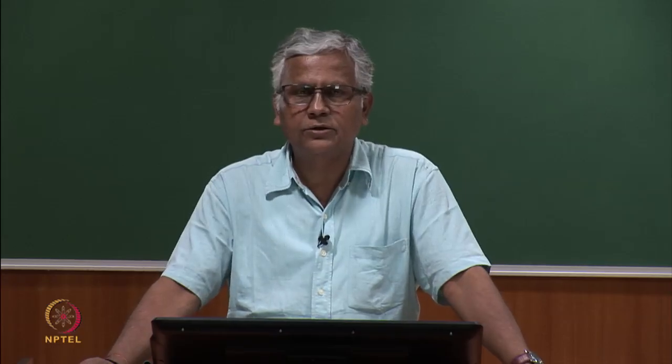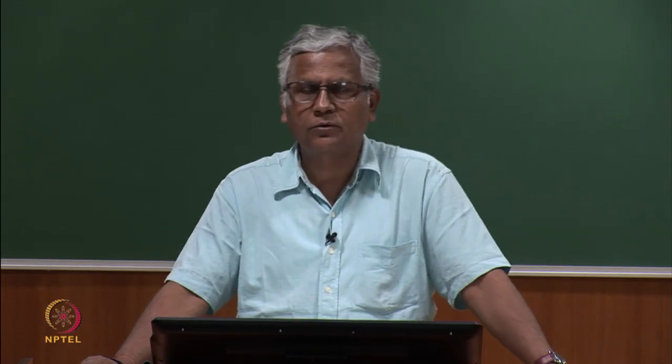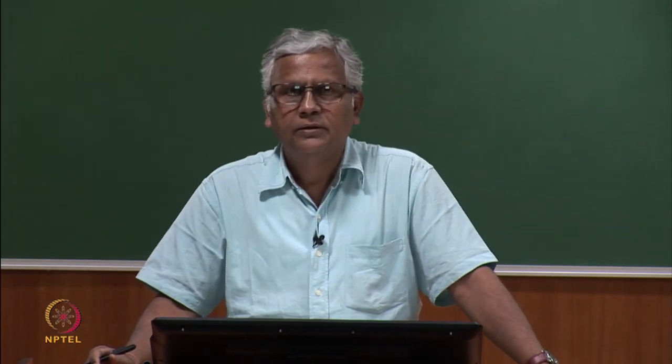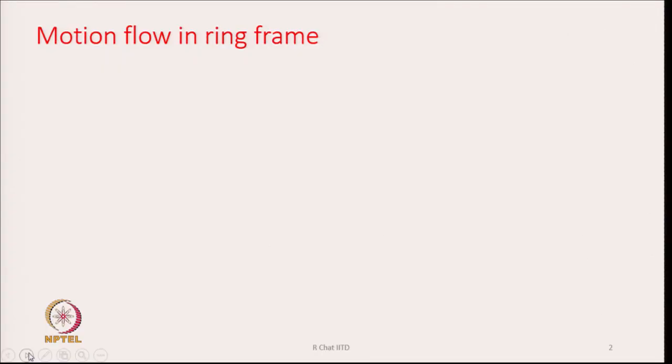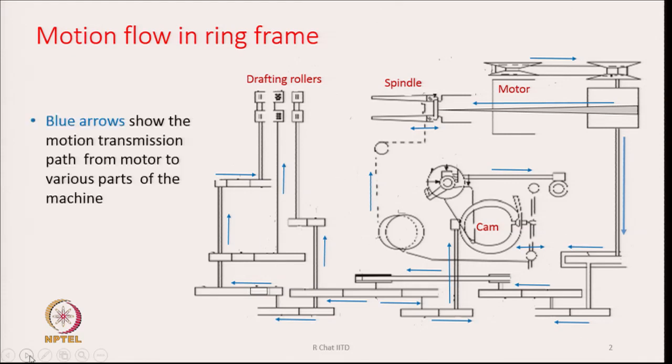So, today's discussion is on analysis of drive, draft and production calculations. Let us go to the next slide. Look at this diagram. The gearing diagram of a ring frame is shown here. What you can see here is that there are many blue arrows, and these arrows indicate the motion transmission path from the motor to the various parts of the machine.